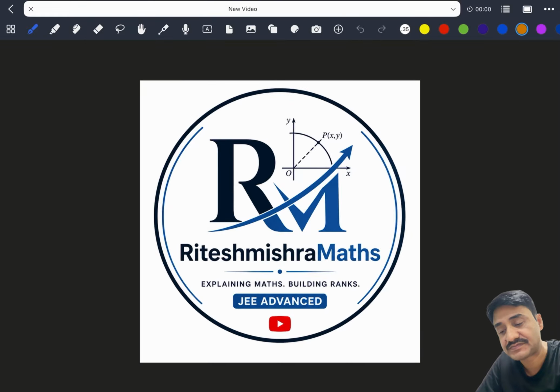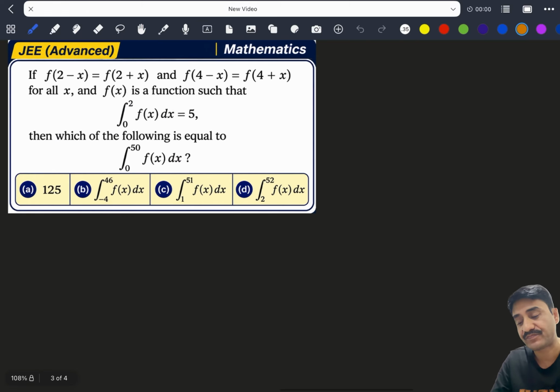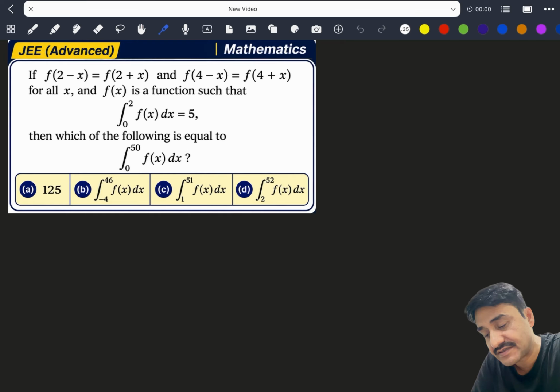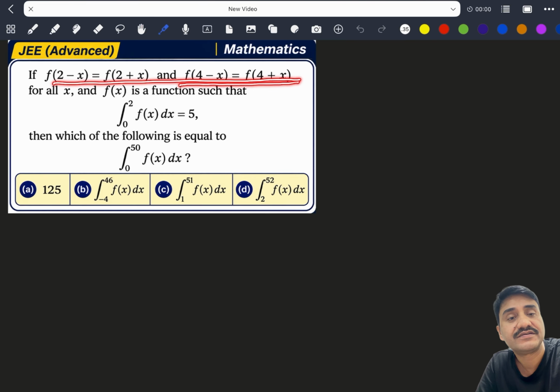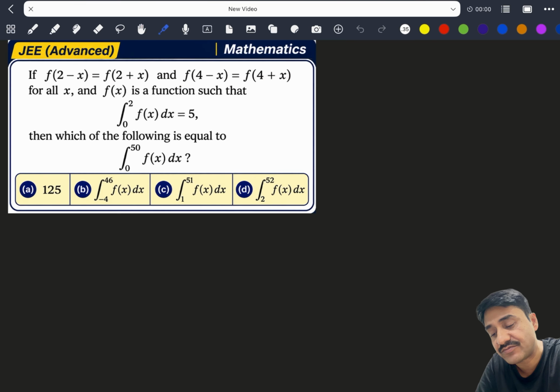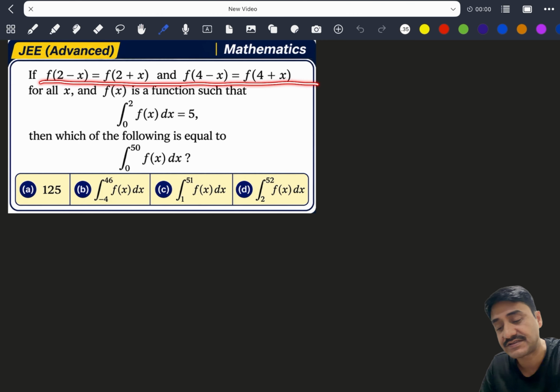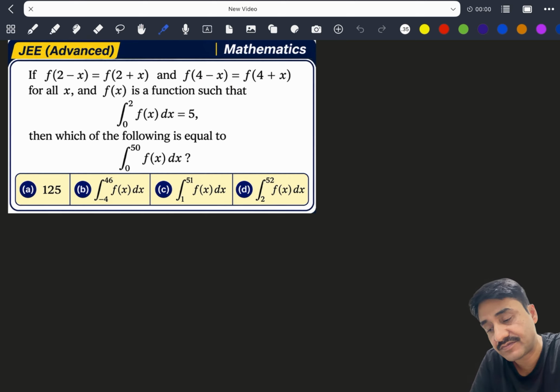Yes. See, this is the question in front of you. Friends, in this question, function f of 2 minus x is equal to this, and f of 4 minus x equal to f of 4 plus x. If you see this type of function anywhere, you need to understand that this type of function will always be periodic. Now what will its period be, and how do we find it? Let us see carefully.